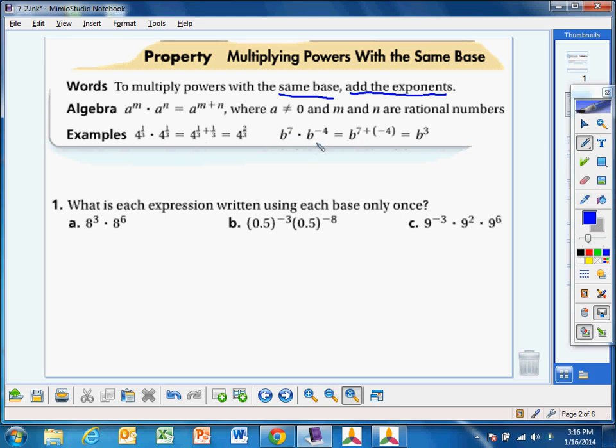Okay, notice the base stays the same. So 8 and 8, 8, 3 and 6, 9. 0.5, -11. Pause and do it.